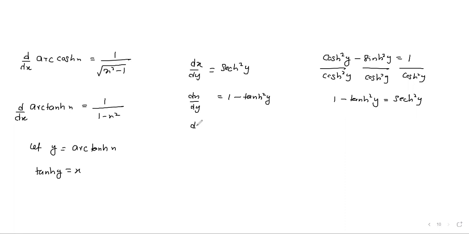Then we can say dx by dy equals 1 minus tan squared y, which is 1 minus x squared. Then you can write dy by dx as the reciprocal of it, which turns into 1 over 1 minus x squared. That's the format we are supposed to put, right? This is the formula.